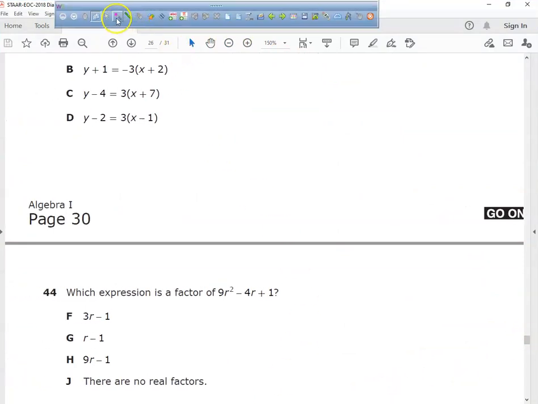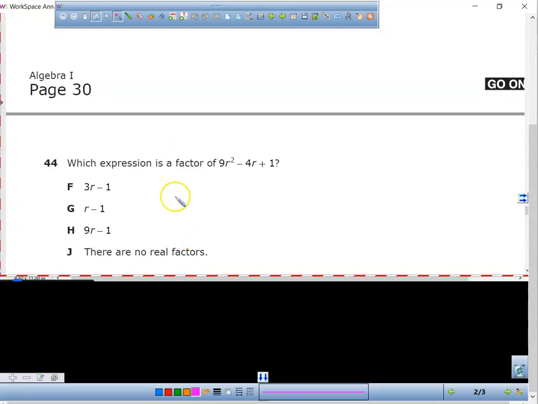All right, so right here it says, which expression is a factor of this? So the first thing I'd like you to do is just change it from r squared to x squared, okay? You wouldn't have to do that. We're going to do that eventually. So I want you to know that if you wanted to, you could change these to x's if you like that better, okay?